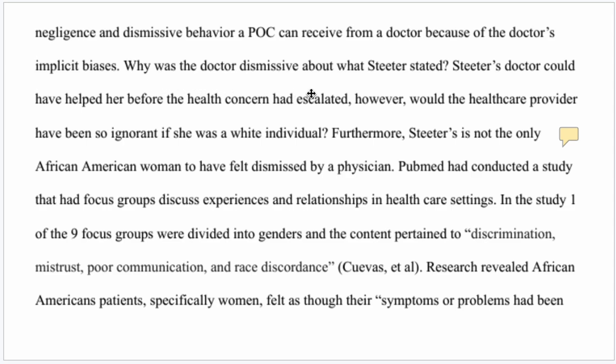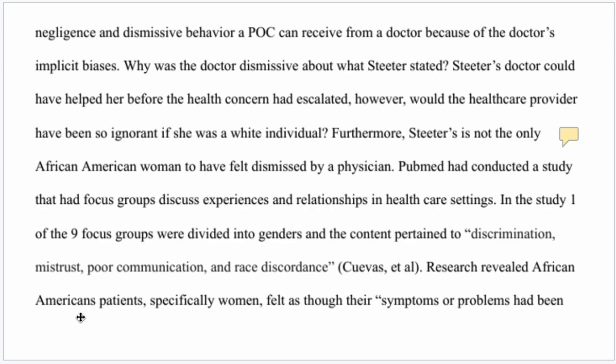Why was the doctor dismissive about what Streeter said? Streeter's doctor could have helped her before the health concern had escalated. However, would the healthcare provider been so ignorant if she was a white individual? Furthermore, Streeter is not the only African-American woman to have felt dismissed by a physician. PubMed had conducted a study that had focus groups discuss experiences and relationships in healthcare settings. In the study, one of the 9 focus groups were divided into genders, and the content pertained to discrimination, mistrust, poor communication, and race discordance.